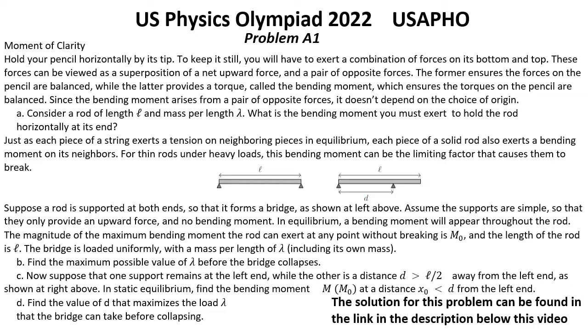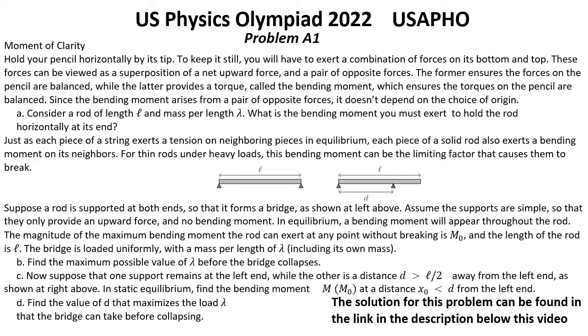The former ensures the forces on the pencil are balanced, while the latter provides a torque called the bending moment, which ensures the torques on the pencil are balanced. Since the bending moment arises from a pair of opposite forces, it doesn't depend on the choice of origin.